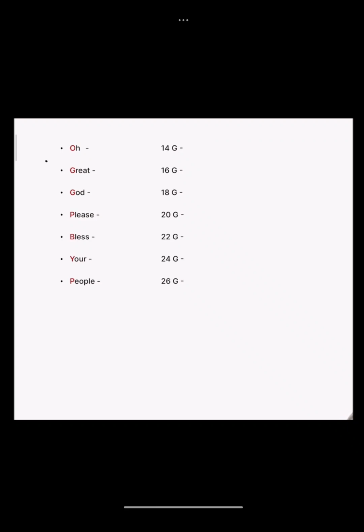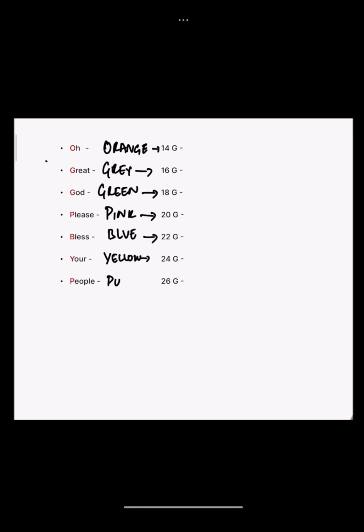O great God, please bless your people. When I am writing O great God, O stands for orange color, which is 14 gauge. G stands for gray color, which is 16 gauge. One more G stands for green color, 18 gauge. Please, P stands for pink, which is 20 gauge. Next, bless, B is blue, 22 gauge. Next is yellow, 24 gauge. And next is purple, which is 26 gauge IV cannula. So these are the gauge sizes.